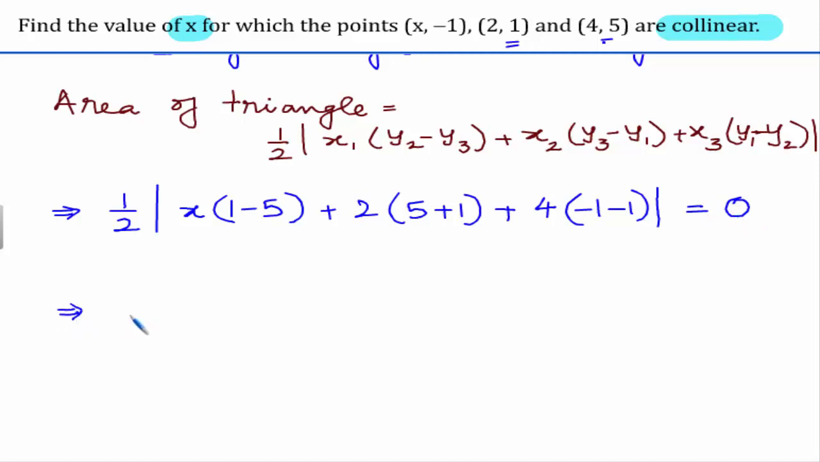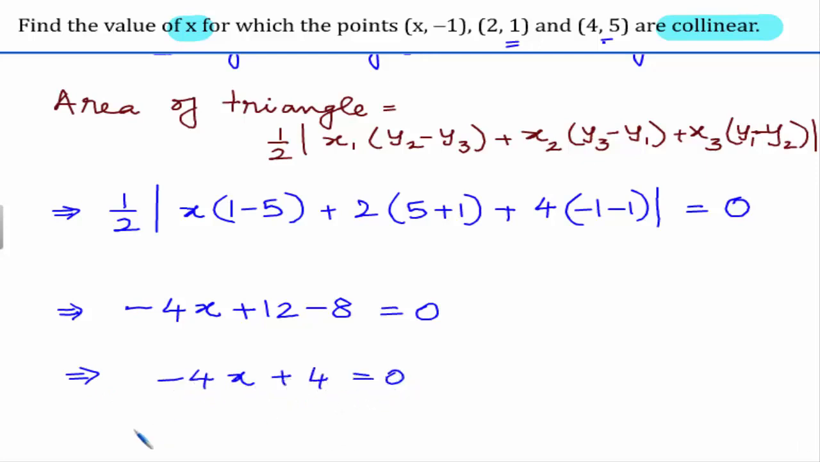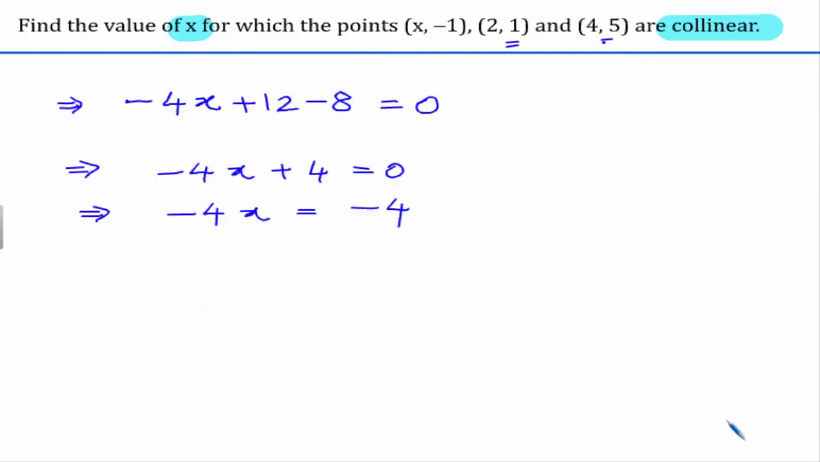On simplification, we get minus 4x, because this half goes other side and it becomes 0, and this is 6 into 2 is 12. This is 4 into minus 2 is minus 8. On further simplification, what will we get here? Minus 4x plus 4 is equal to 0, and this will give us minus 4x is equal to minus 4 and x is equal to 1. So the value of x is 1.